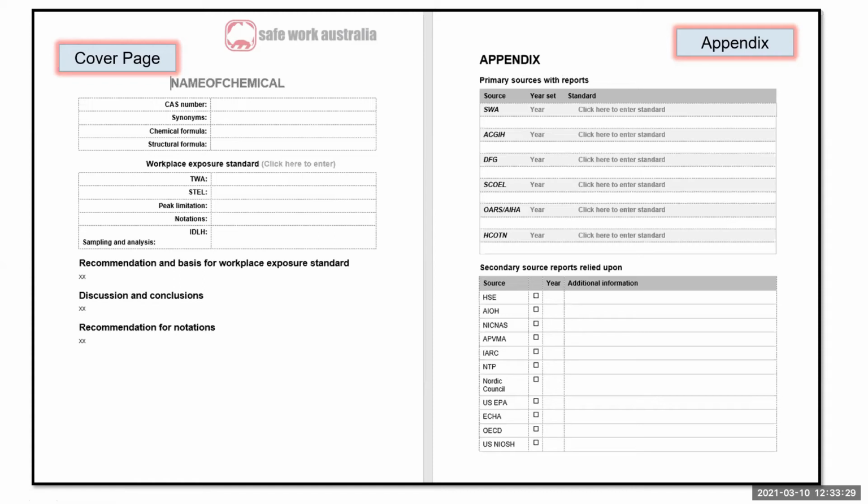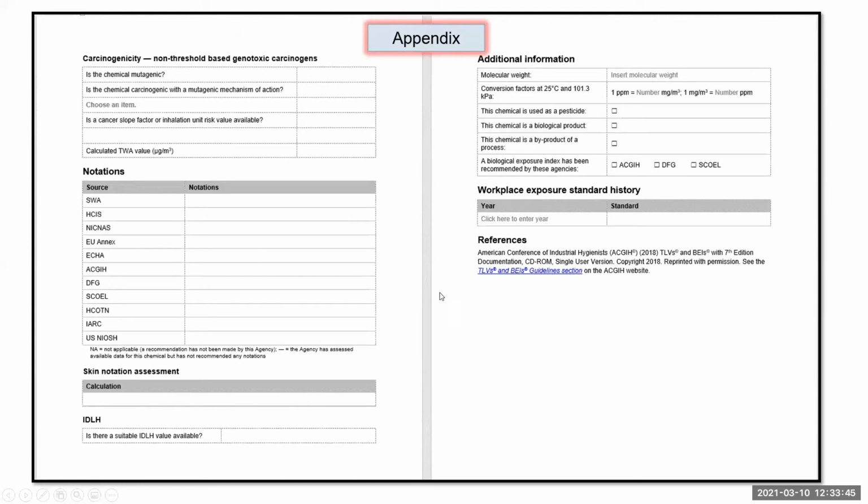So the appendix is where all the relevant data from the primary and secondary sources went. As you see here, here are the primary sources. We'd fill that out, put in their standard, and here were the secondary reports that were relied upon. And the other two following pages had information around carcinogenicity, the notation, the skin notations, and other information.